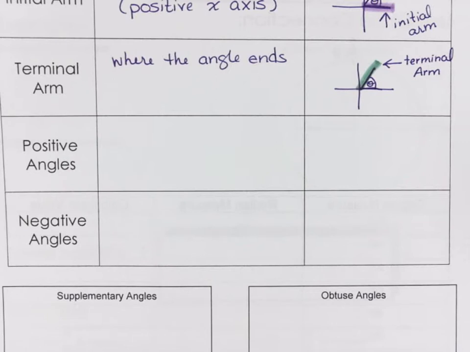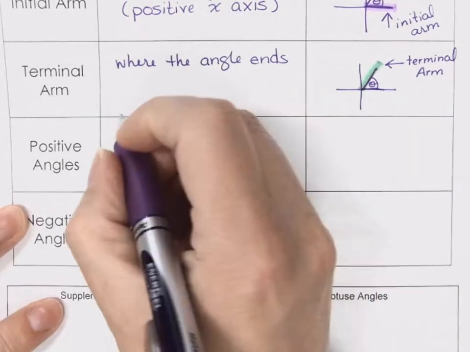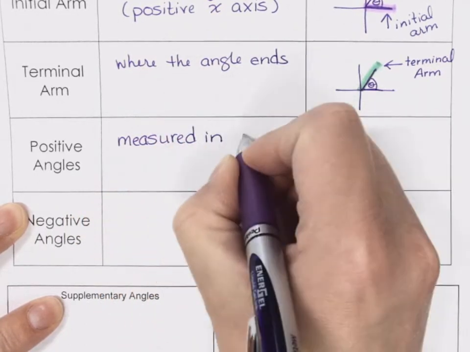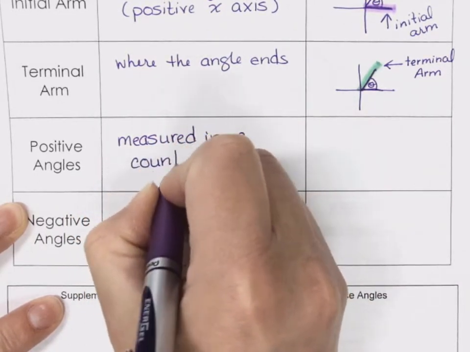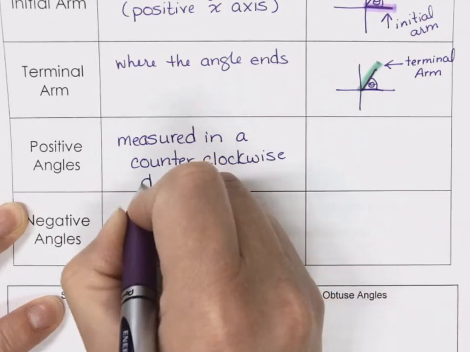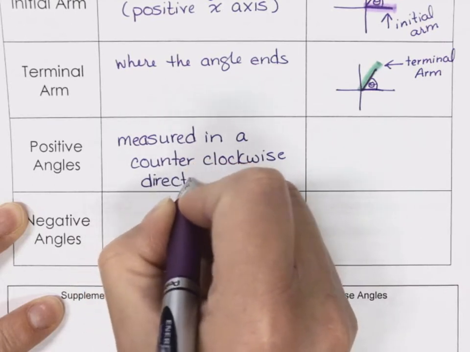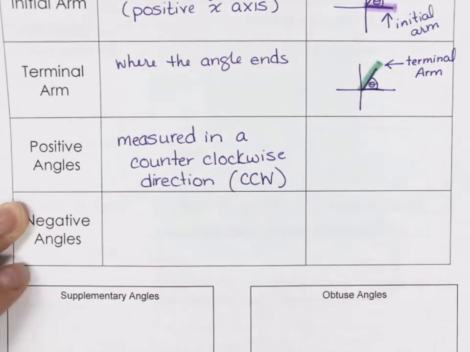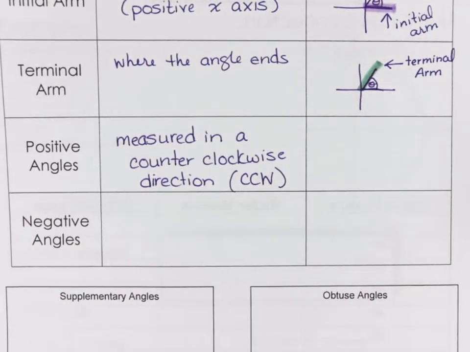We're also going to measure angles in positives, and we're going to measure angles in negative, and it's about the direction. It's about the direction that the angle is being measured in. Okay, so positive angles are measured in a counterclockwise direction. Counterclockwise. That's the abbreviation that we use a lot.